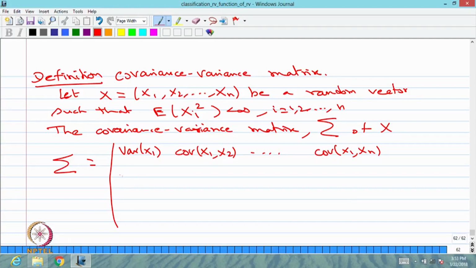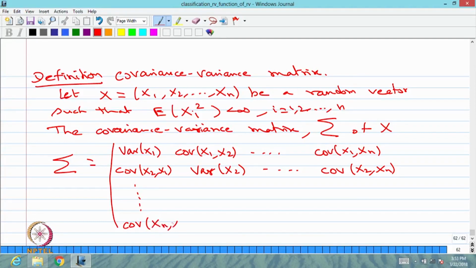Now coming to the second row. Second row is covariance of x2 with x1. Second row second element, that is a diagonal element, that is variance of x2. Like that you can keep writing. The last element in the second row, that is covariance of x2 with xn. Like that you can fill up the last row with the first column, that is xn with x1.